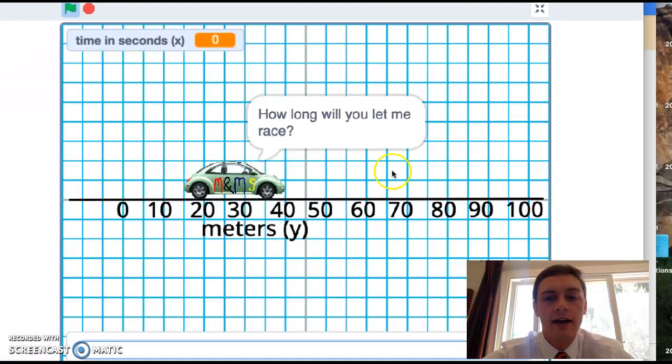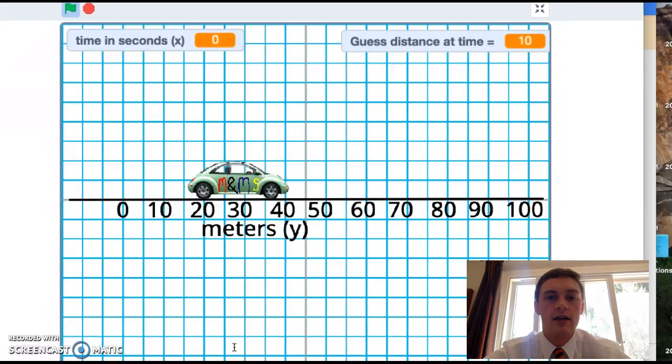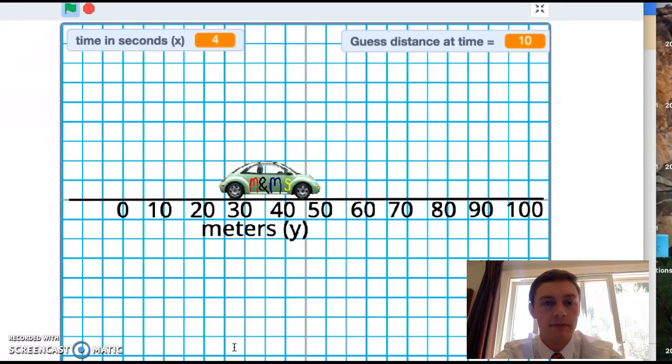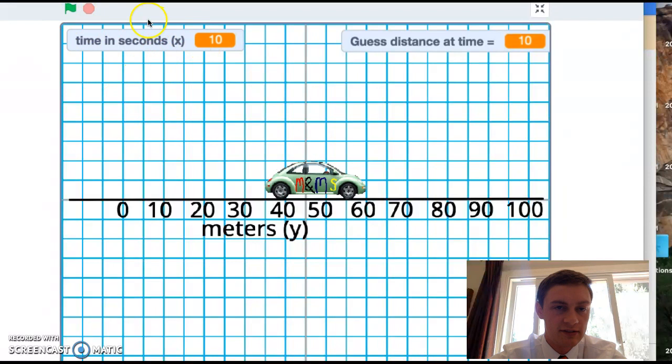That being said, here's an activity I presented to students. It has this car here with a distance. I made this up, and it says, how long will you let me race? So I asked students, for any amount of time, maybe 10 seconds, and I showed what the car was doing for 10 seconds, and they watched. And up here at the top, you see, guess time at, and I use time in seconds X.